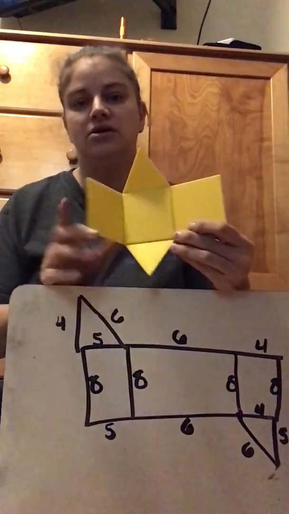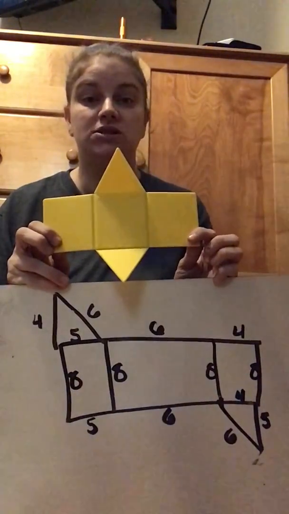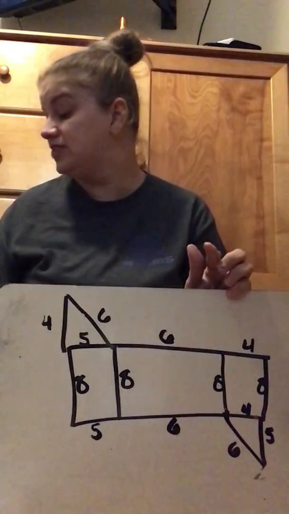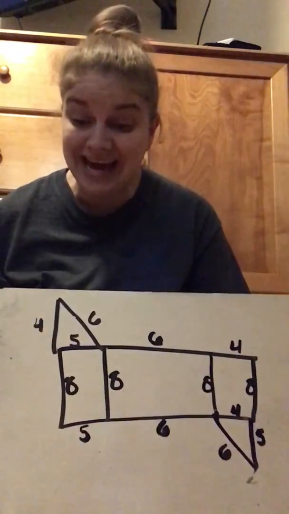Now this one looks just a little bit different because all these are equal. So it's going to look a little bit different, but you can see how it would look very similar, because the faces are rectangles and the bases are triangles. So that is the answer to 9A.